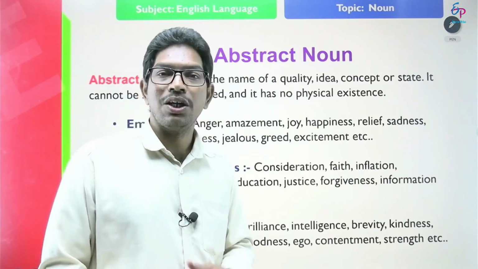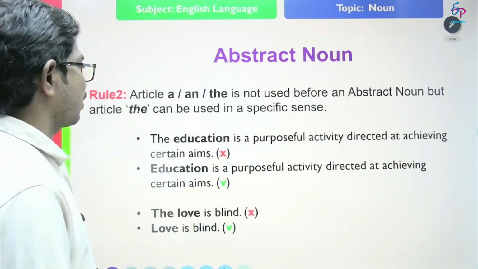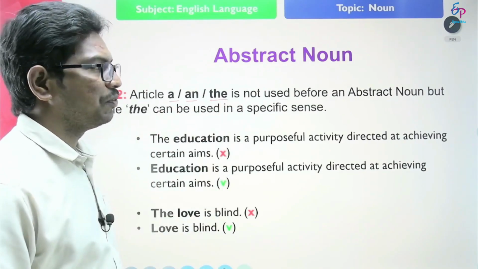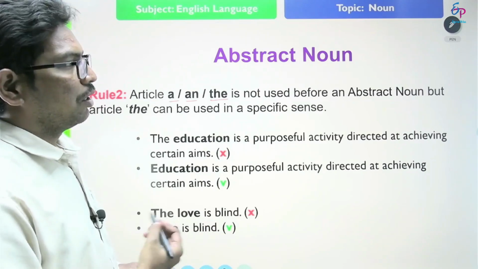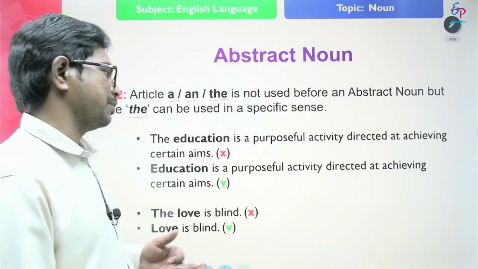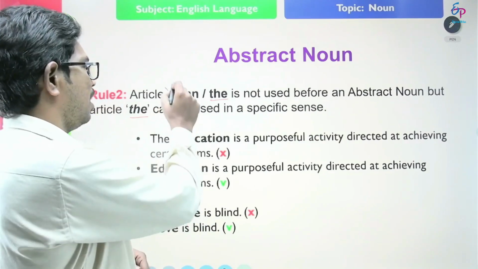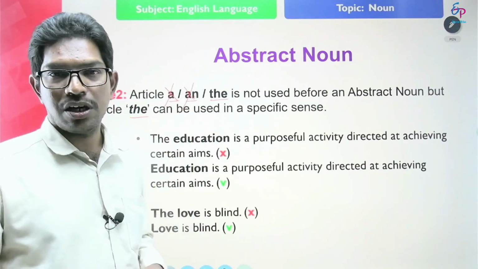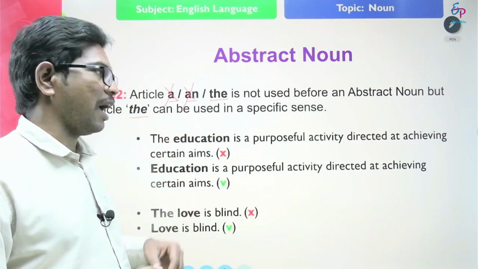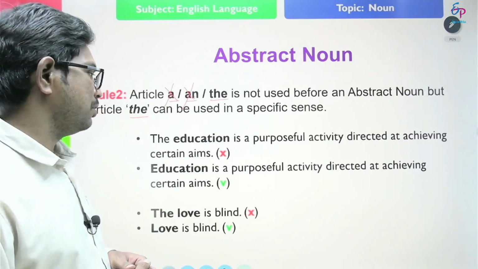So what is the rule related to abstract noun? Article a or an or the is not used before an abstract noun. But article the can be used in a specific sense. We'll discuss. So we cannot use a or an before an abstract noun because it is uncountable. We cannot count it. But the can be used in a specific sense. Let us see the examples.